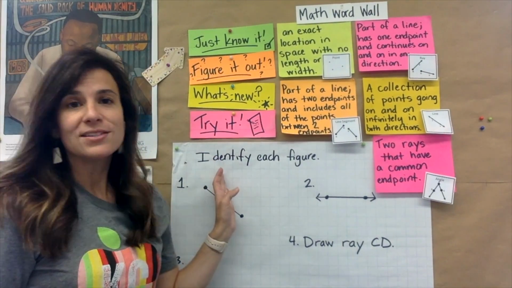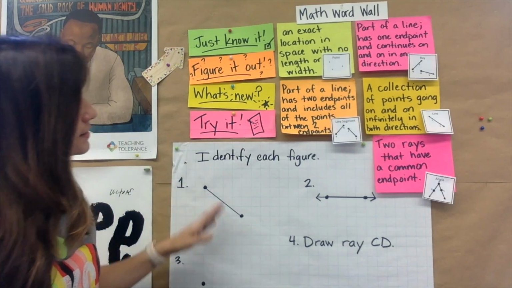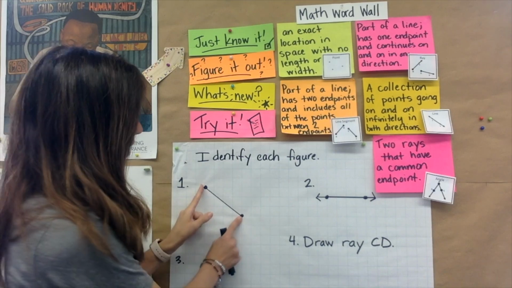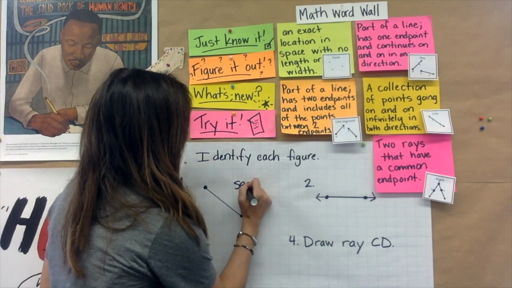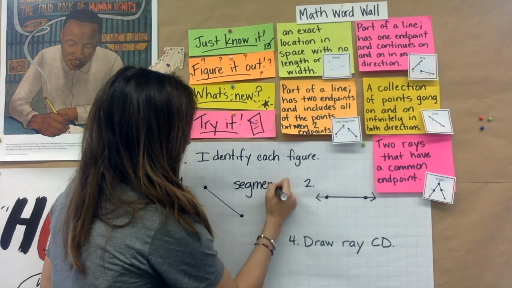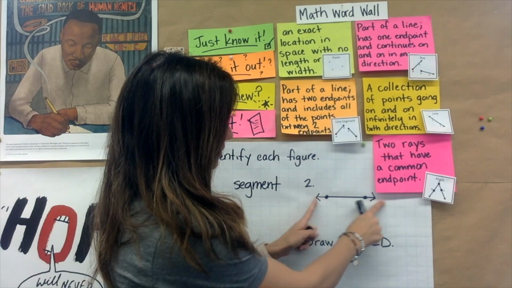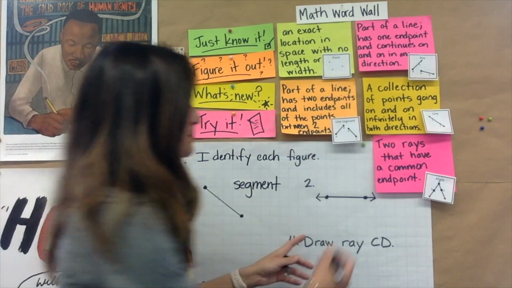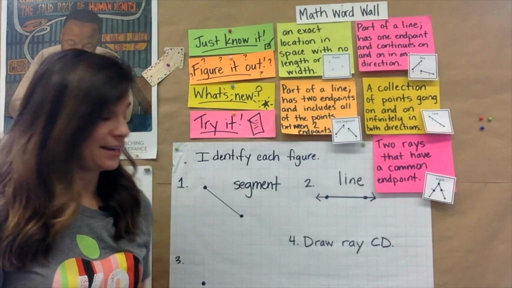Okay, so this says to identify each figure. So for number 1, let's take a look up here. What could this be? So there's two endpoints and it stops here. So yeah, we would know that this is a segment. Okay, for number 2, we have 2 points here and then it goes on in both directions. Do you know it? Well, that would be a line. Not a line segment, but a line.